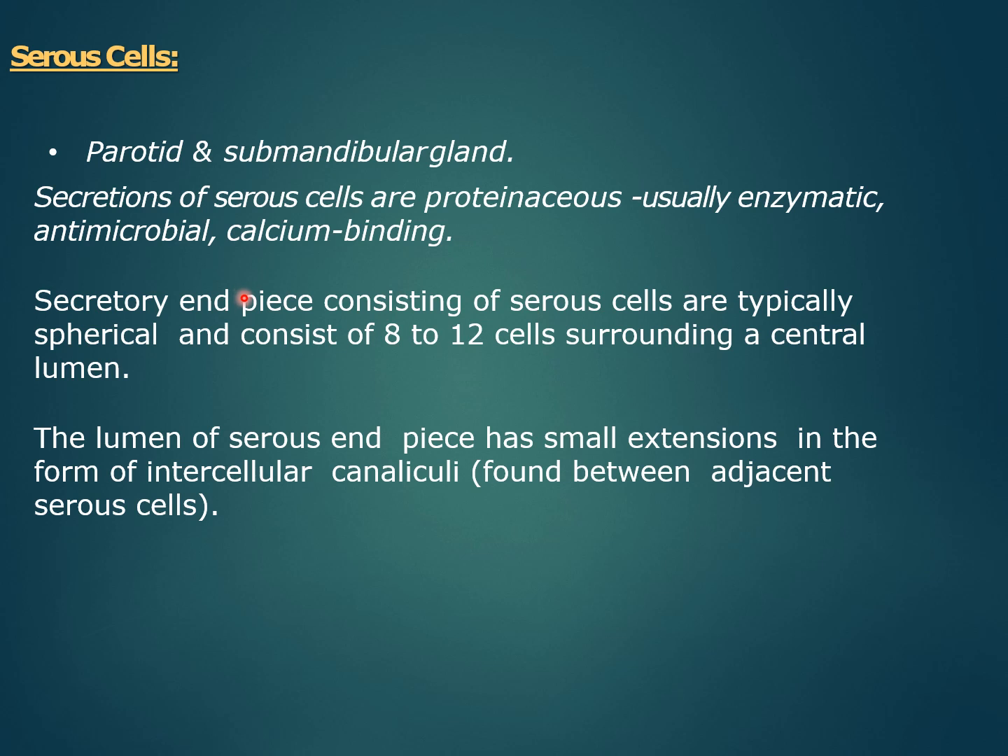Secretory ends consisting of serous cells are typically spherical and consist of around 8 to 12 cells surrounding a central lumen. There will be a central lumen around which 8 to 12 cells are arranged, and these cells are spherical in shape. The lumen of serous ends has small extensions in the form of intercellular canaliculi. They are found between adjacent serous cells.